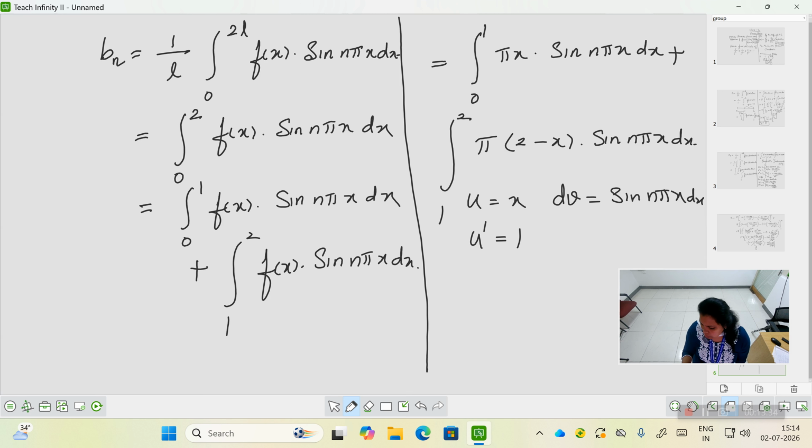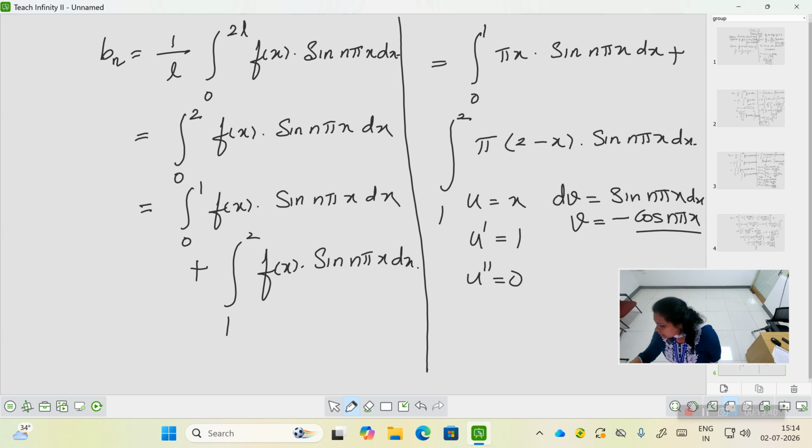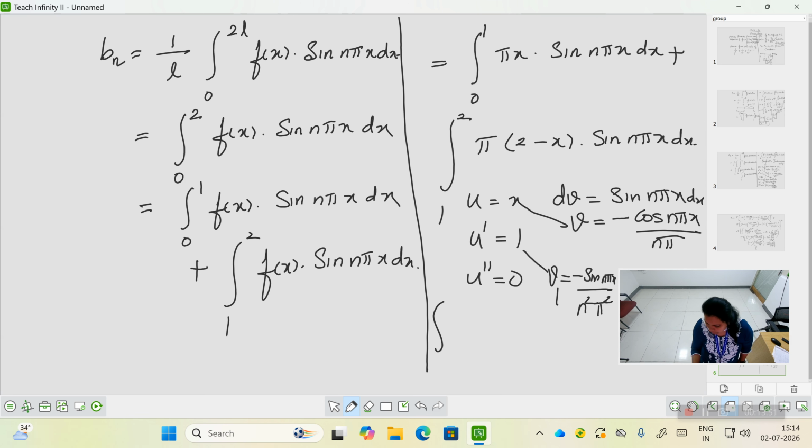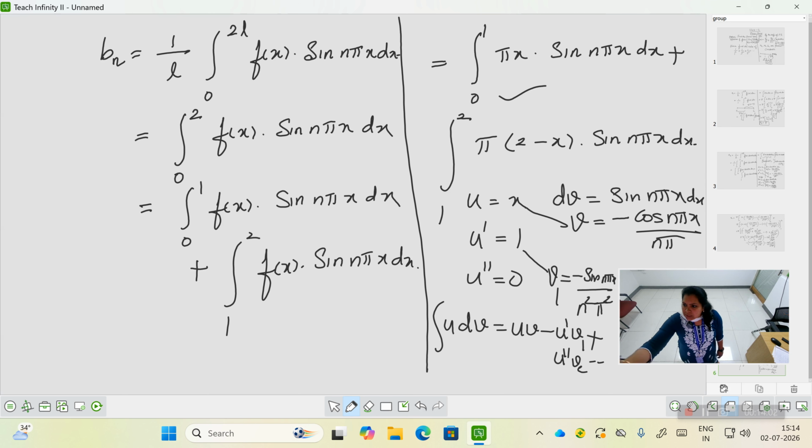So what is u dash? Once again 1, u double dash is 0. Here the integration of sine will be minus cos n pi x by n pi, and v1 is nothing but minus sin n pi x by n square pi square. Come on, put it in the format. So what is the formula for Bernoulli? Integral of u dv is uv minus u dash v1 plus u double dash v2, etc. Okay. So we will calculate this term and this term now.